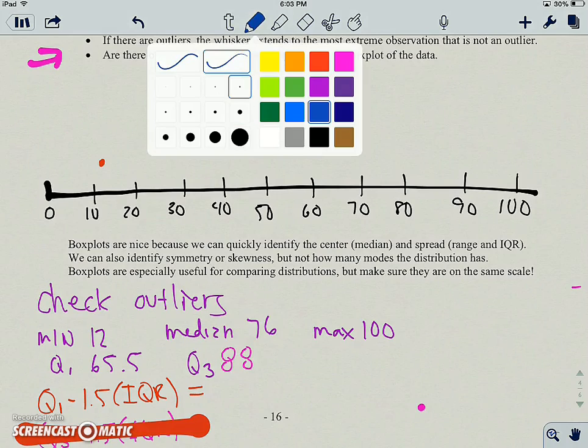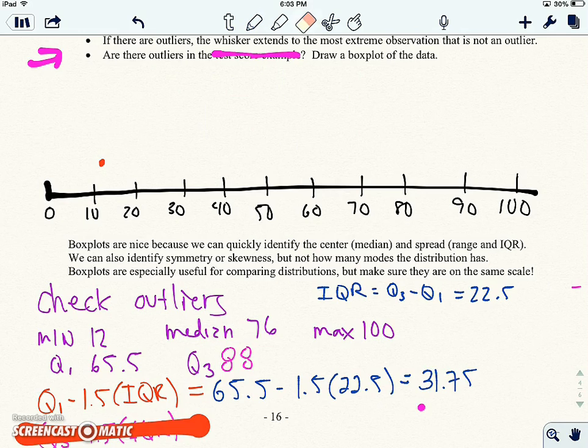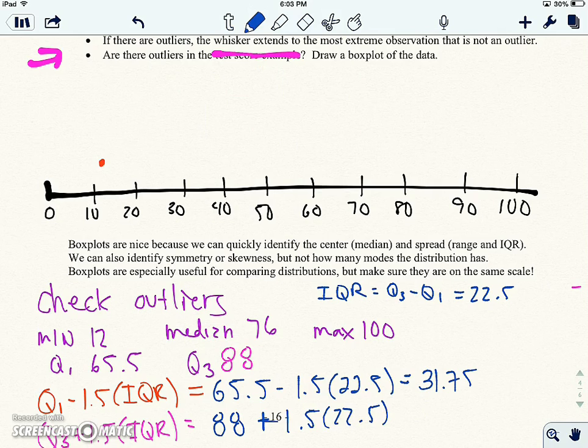65.5 minus 1.5 the IQR, and the IQR again is Q3 minus Q1, so 88 minus 65.5 would give you 22.5. And if you crunch those numbers, you should get a lower bound of 31.75. For the upper fence, or the upper bound, we're going to do the same thing, but this time we do Q3, so 88 plus 1.5 the IQR, which will give us an upper bound of 121.75.